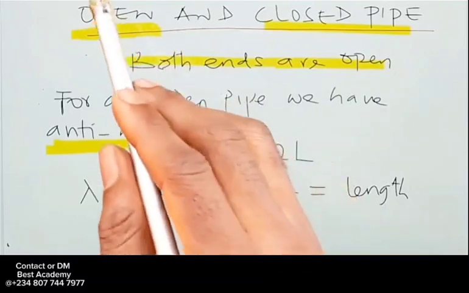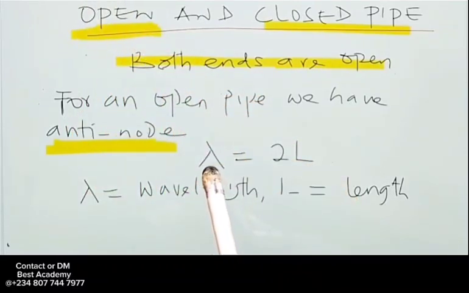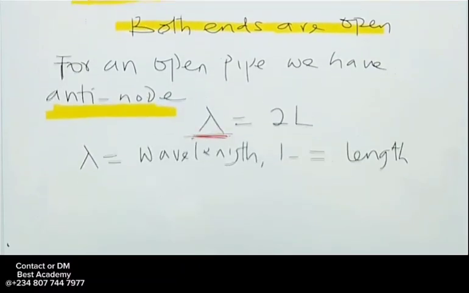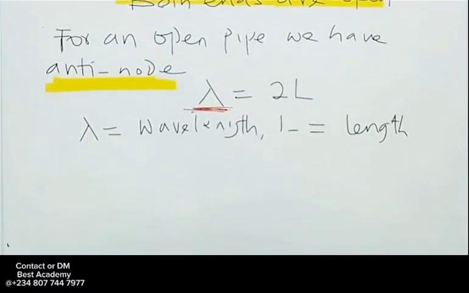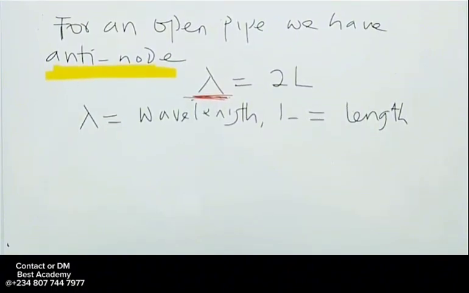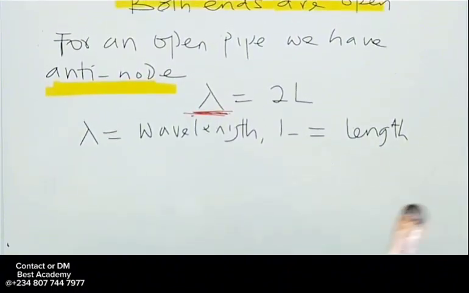So if I know this formula and this parameter here, I can easily calculate the velocity. Please remember, if my wavelength and frequency are given in a particular question, we can easily calculate the velocity. All right, so now let's look into the next one here.